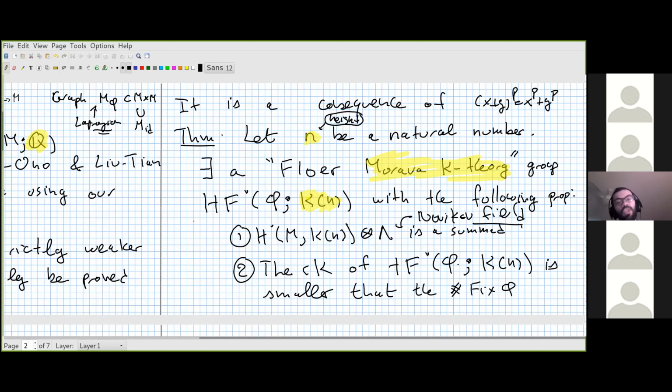This group has two properties, which is how the application is derived. The first property is that this group, which is associated to a Hamiltonian diffeomorphism phi, admits the ordinary homology, the generalized homology of M with coefficients in Morava K theory, the Morava K theory of M, where M is your symplectic manifold, as a summand. So that means its rank is bigger than the rank of the ordinary homology. And really, the statement here is just out of pure laziness, because this should be an isomorphism.